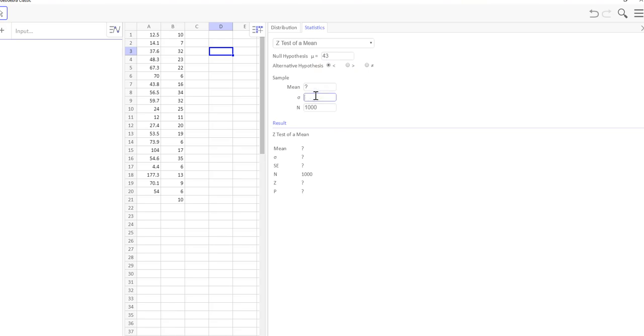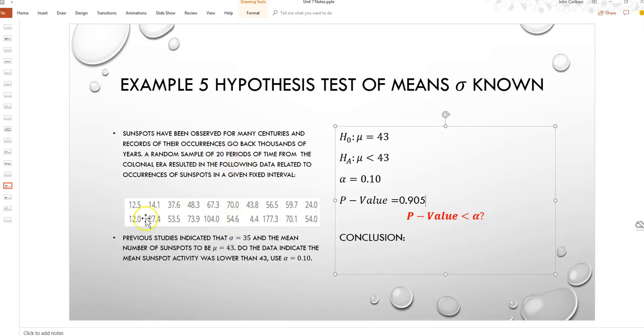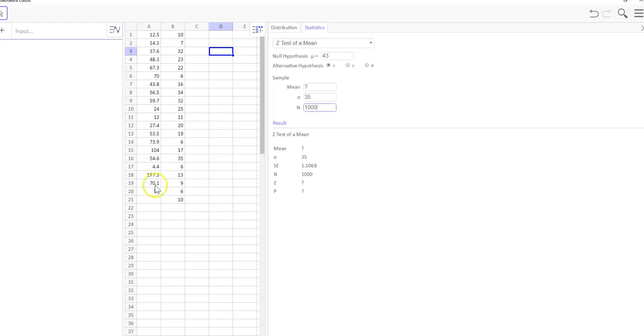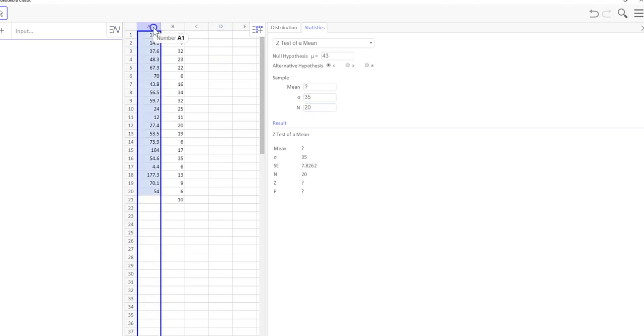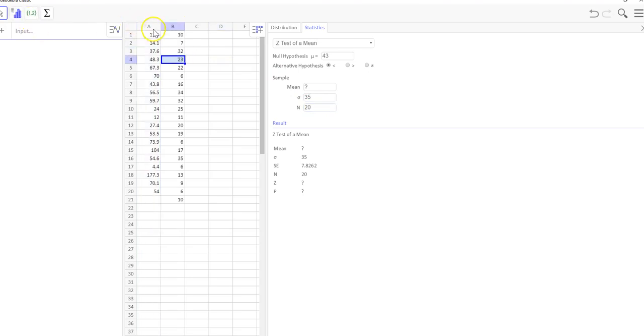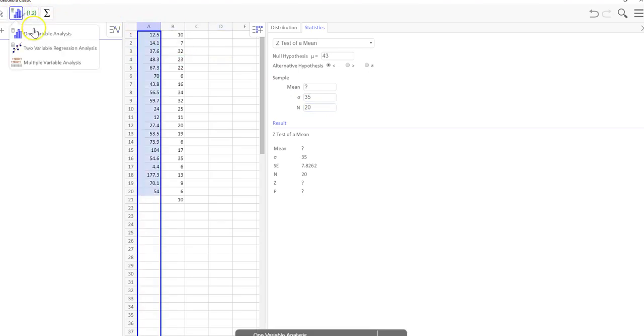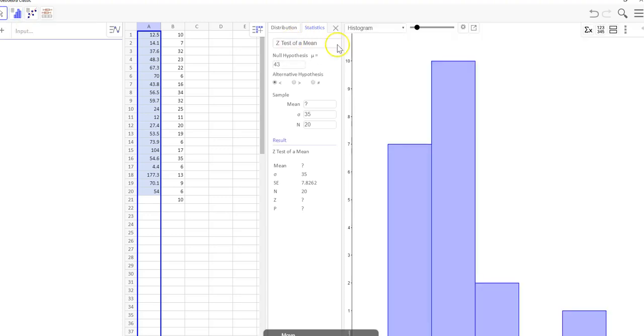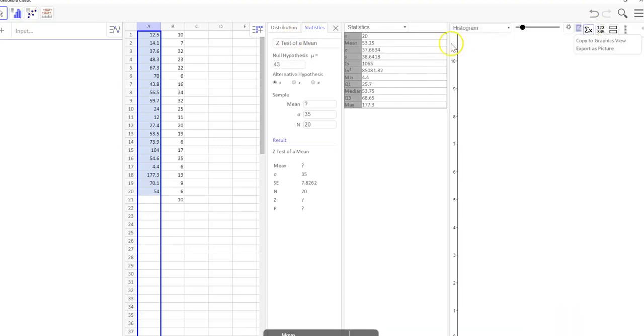Now our sigma we were told was 35. Our sample size here, n, if we look back, we were told 20, and again we have 20 pieces of data, so I can see that here with 20. So let's go ahead and adjust our sample there to 20. Then lastly, to get our mean, I would just highlight column A, do one variable analysis, show statistics, and we see our mean is 53.25. So 53.25 is our mean.